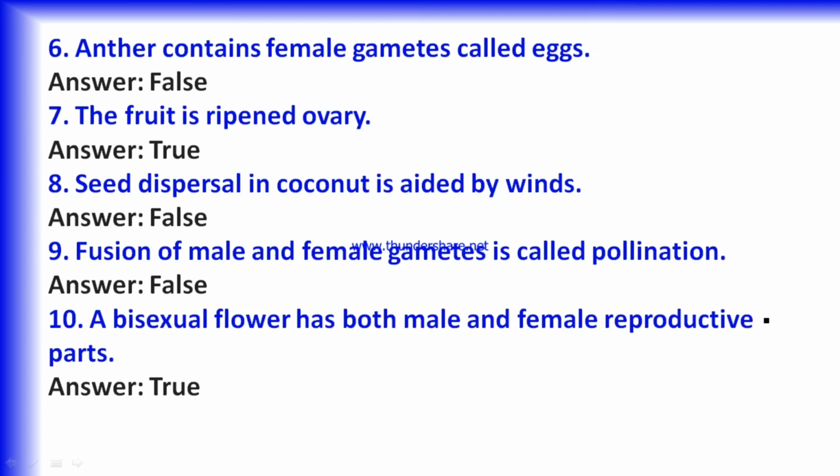Last question. A bisexual flower has both male and female reproductive parts. This is the right answer. This is true. A bisexual flower means the flower which contains both male reproductive parts and female reproductive parts. Okay. So here we complete a lot of questions regarding plant reproduction.